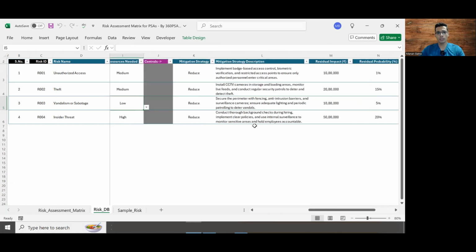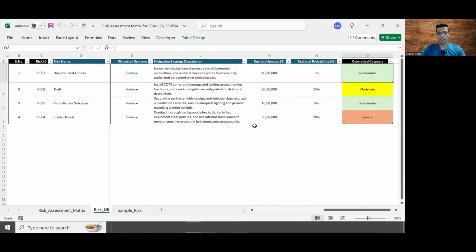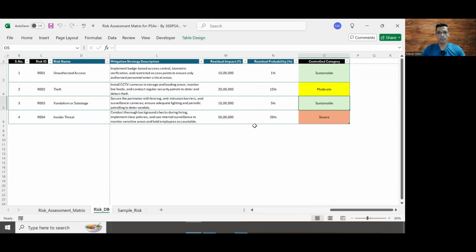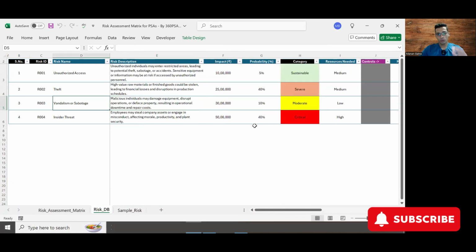So all in all, you see, we had only one risk which was in the sustainable category, but now with your mitigation strategies, you have got 2 risks in the sustainable category, and the other 2 also have been bumped down in terms of the dangerousness that they have. So that is how you use this risk assessment matrix to your advantage, right? Now this risk assessment matrix is dynamic. You can keep adding risks and it will auto populate, and I'll show you how.